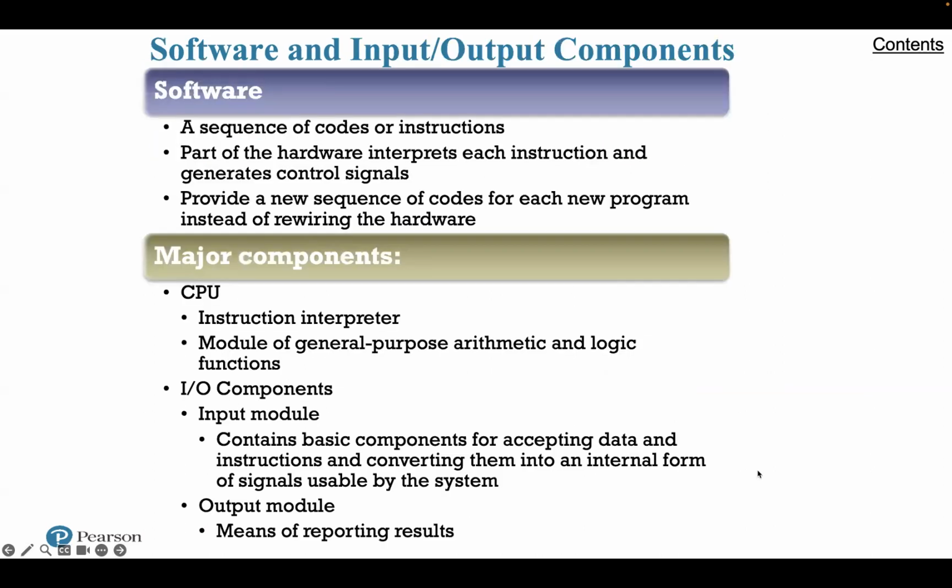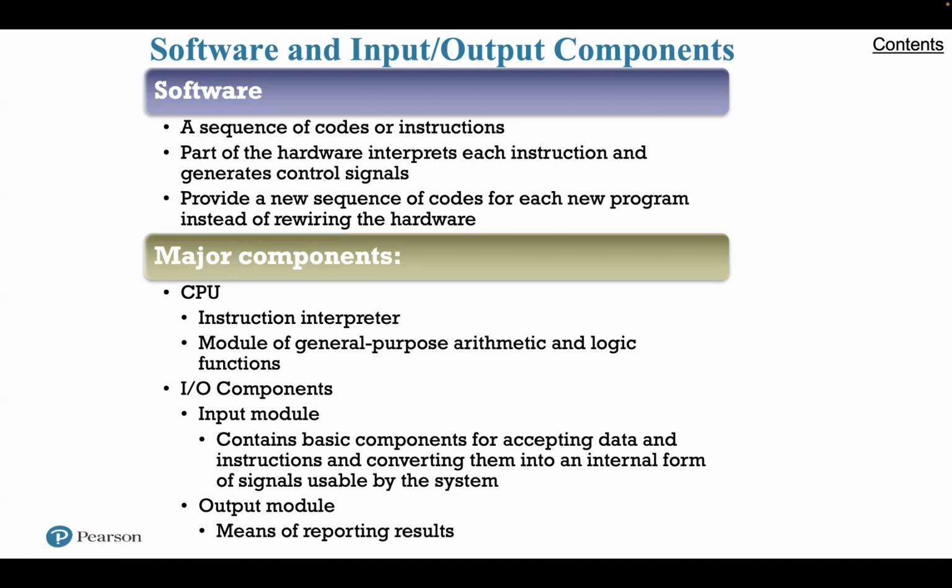Okay, let's talk about software and input-output components. First of all, programming is now much easier. Instead of rewiring the hardware for new programs, all we need to do is provide a new sequence of codes. Each code is in effect an instruction, and part of the hardware interprets each instruction and generates control signals. To distinguish this new method of programming, a sequence of codes or instructions is called software. So that's what we're seeing up here at the top.